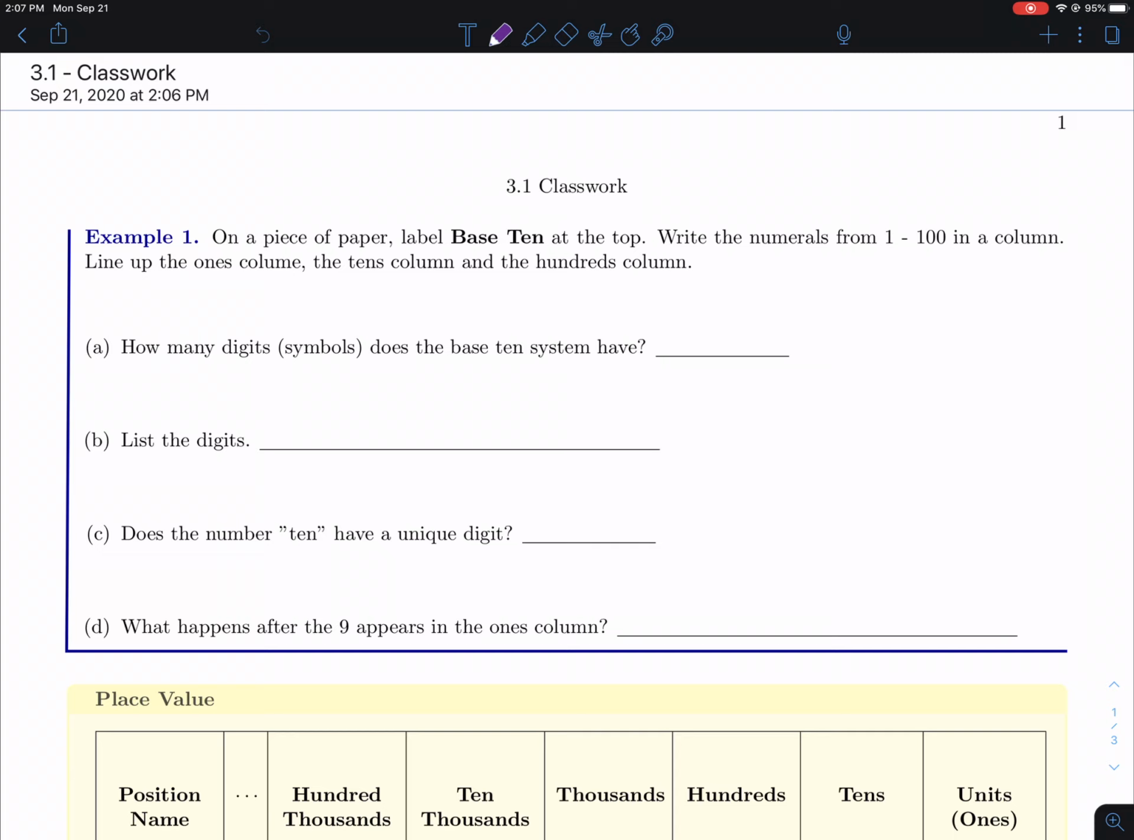Base 10, base 5, and then I'm going to have you do a little research project on some older number systems that involve some weird bases and things like that. So that's coming down the pike too.